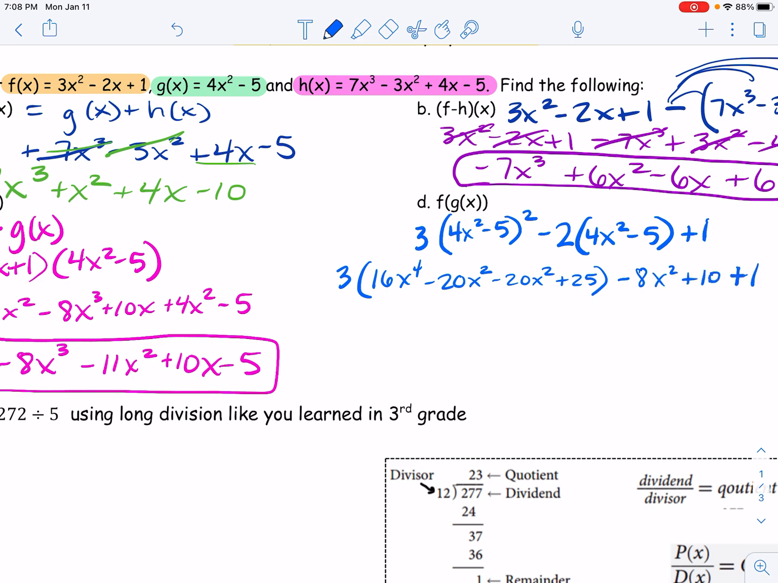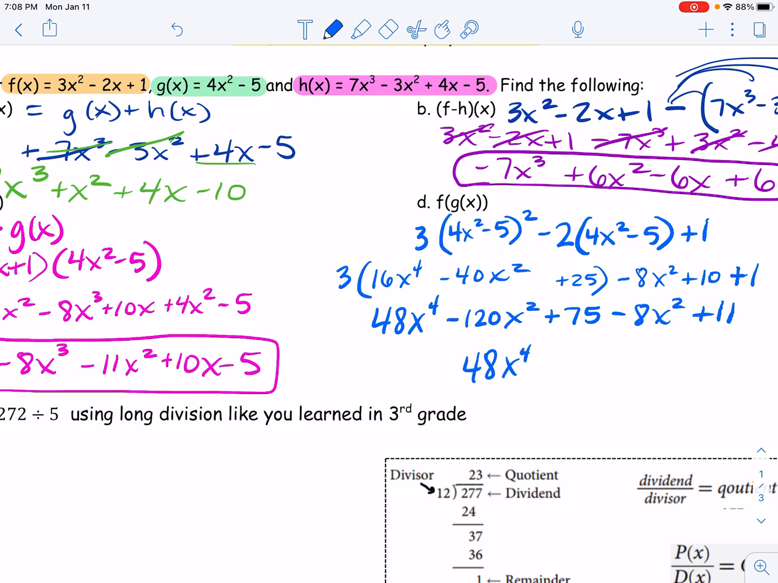And so now I need to combine like terms and distribute that 3. Combining like terms here is just going to give us a negative 40x squared. All right, so then I need to distribute the 3. So 3 times 16 is going to be 48. Is that right? 3 times 10 is 30. 3 times 6 is 18. 30 and 18 is 48. So this is going to be 48x to the 4th minus 120x squared plus 75 minus 8x squared plus 11. And then I can combine it one more time. So it's going to give me 48x to the 4th minus 128x squared, and then plus 86.